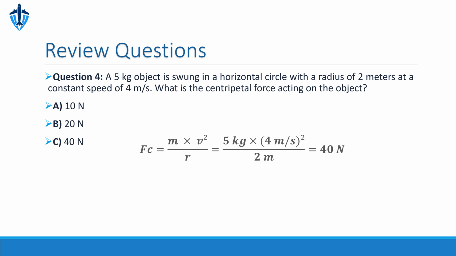So, Fc equals 5 kilograms times (4 meters per second) squared divided by 2 meters, equals 5 times 16 equals 80, divided by 2 equals 40 newtons. This corresponds to answer C, 40 newtons. Therefore, the correct answer is C, 40 newtons.